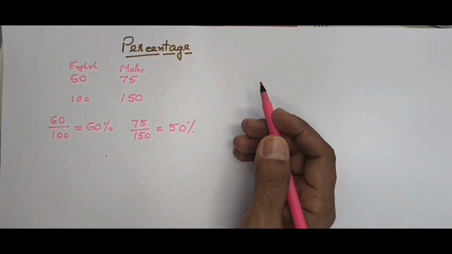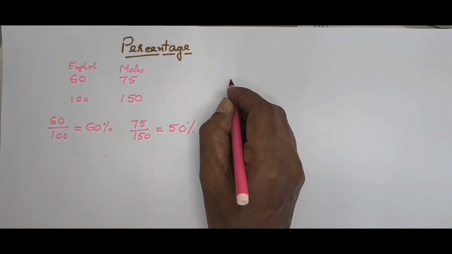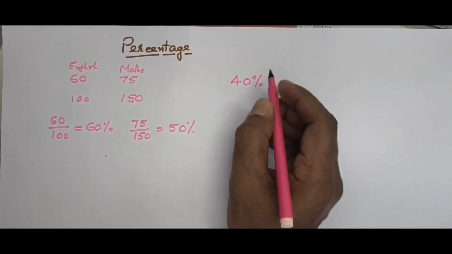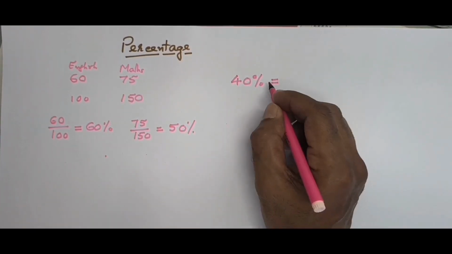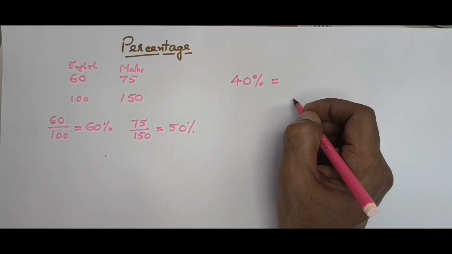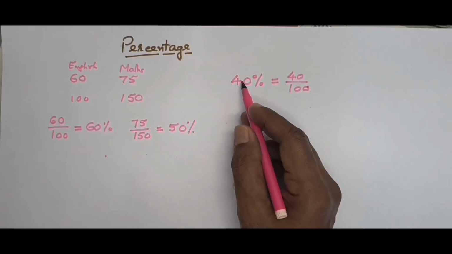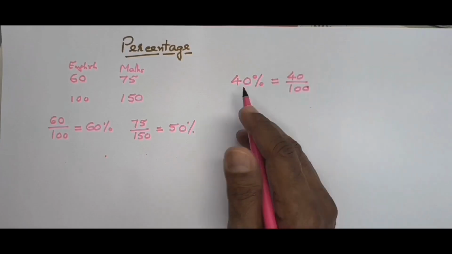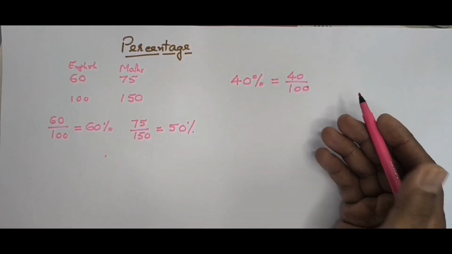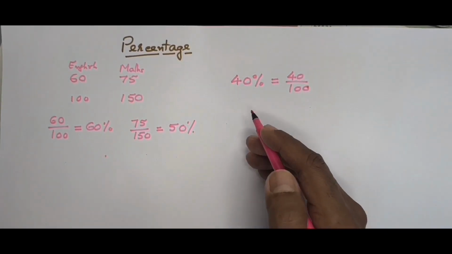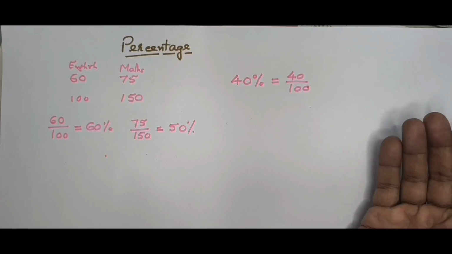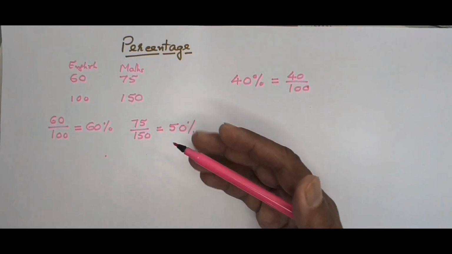Now what does the word percentage mean? See, when I say 40%, it means what? 40%. Cent is 100, so 40 out of 100. So this is a ratio. This is percentage. So there is no difference between percentage and ratio. Given a percentage, you can convert it into a ratio. Given a ratio, you can convert that into a percentage.